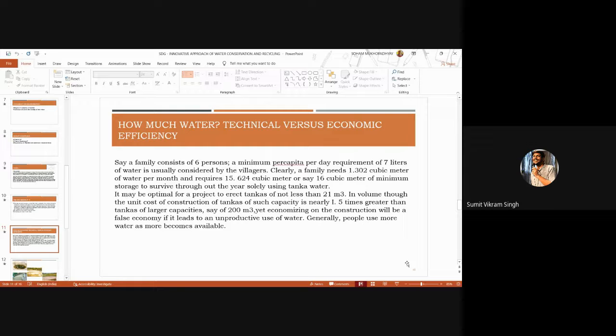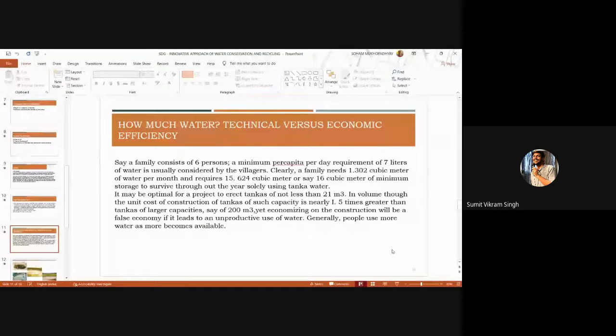However, in the case of unusual consumption of drinking water of say 14 liters per capita per day during the summer period of 4 months, an additional storage of 5 meter cube of water has been provided in the storage capacity of Tanka.